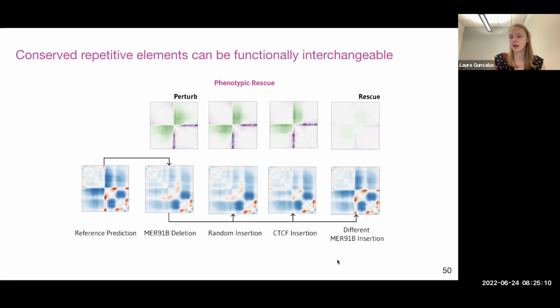But we can instead insert back a very similar MER91B sequence that's also conserved. And we notice that this MER91B sequence is sufficient to rescue back the original contact map, even though the element itself is different. So demonstrating that the model is internally consistent, and we're able to use this model as an experimentalist would for investigation and discovery.